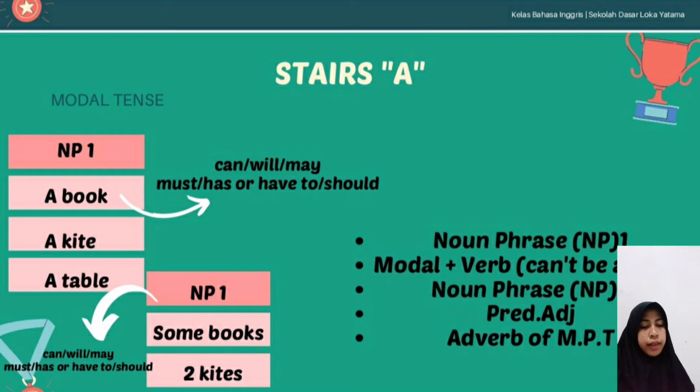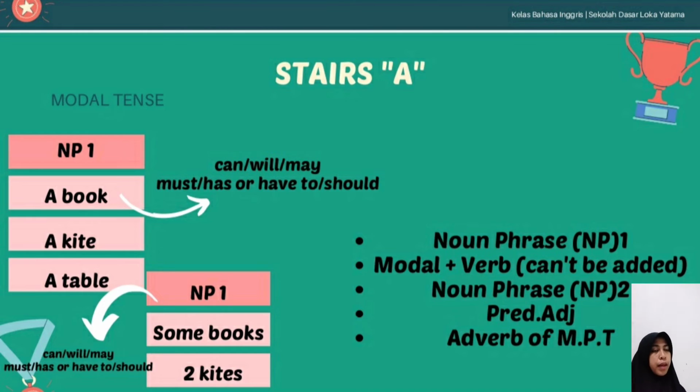Okay, the next material is modal tense. What is modal tense? Modal verbs, or sometimes called modals, are auxiliary verbs in English. A modal verb is a type of verb used to indicate a modality. The modalities are possibility, ability, demand, capacity, suggestion, command, and qualification.